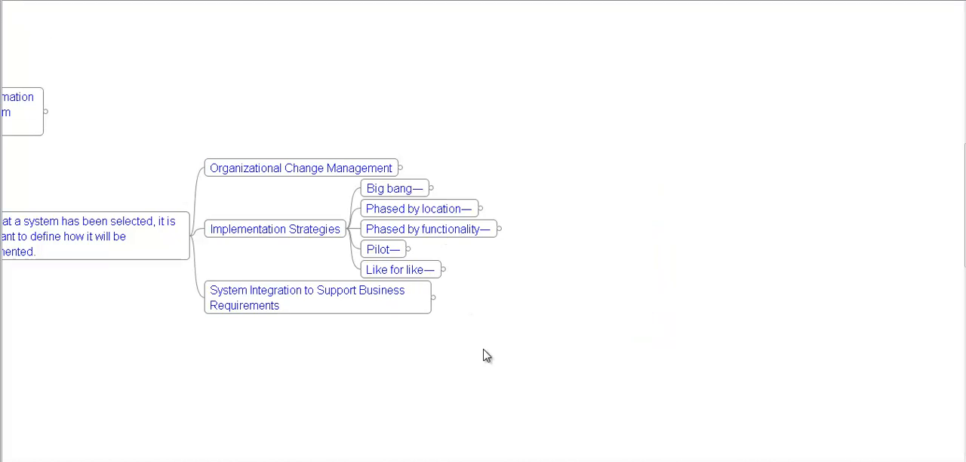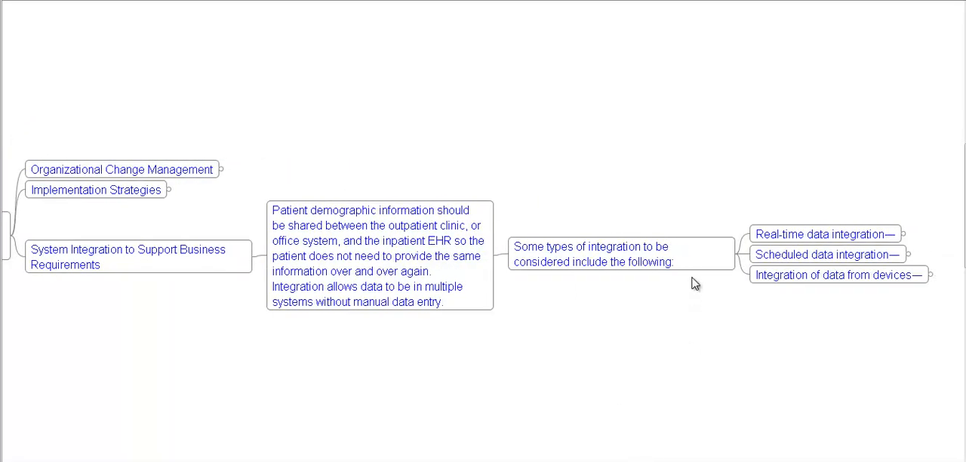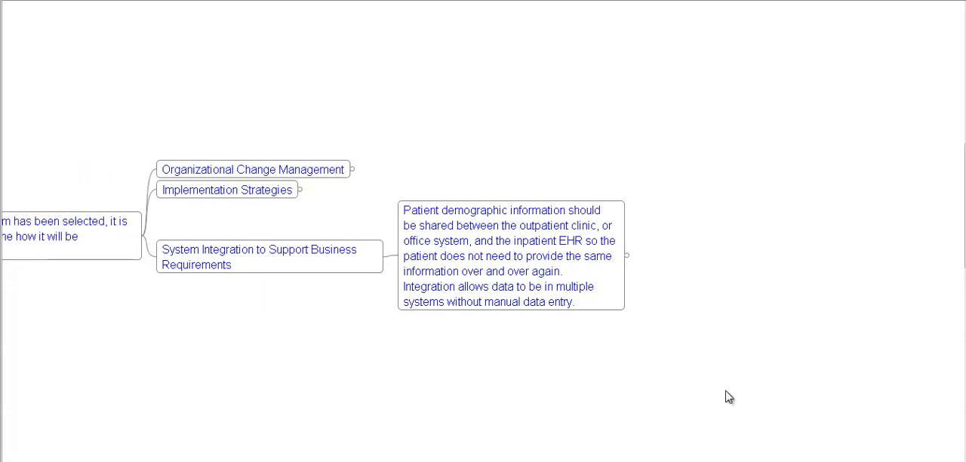System integration to support business requirements. Patient demographic information should be shared between the outpatient clinic or office system and the inpatient EHR, electronic health record, so the patient doesn't need to provide the same information over and over again. Integration allows data to be in multiple systems without manual data entry.